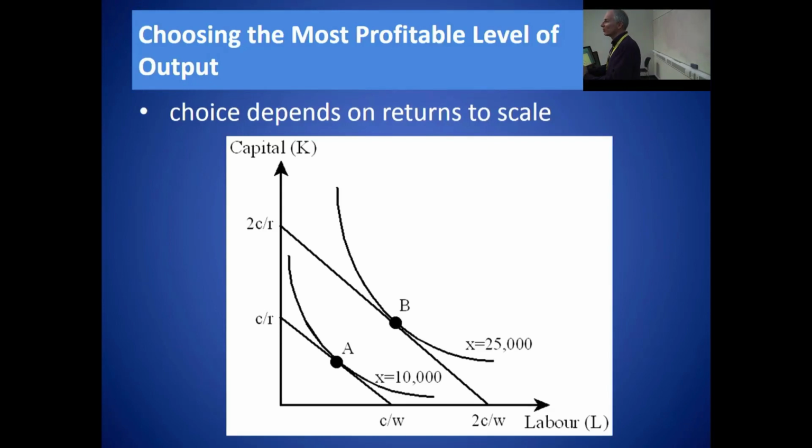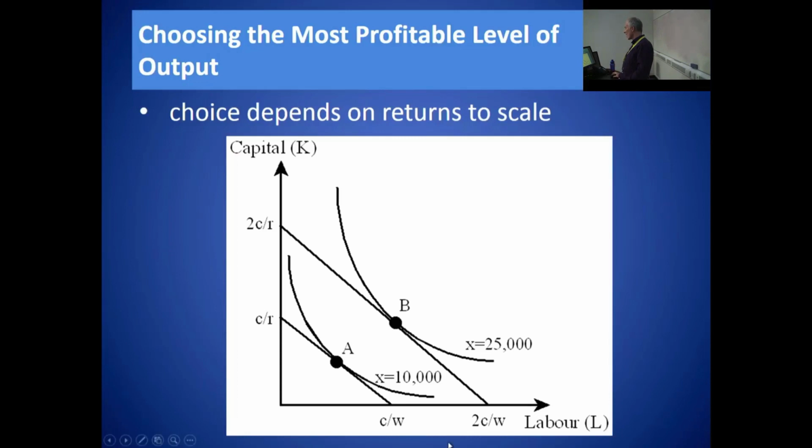If you double everything, your costs will also double. If you employ a certain amount of labour, you now employ double the amount. A certain amount of capital, you employ double the amount. Your costs will double. Hence, that iso-cost line there is now not C over R, C over W, but 2C over R, 2C over W. Our costs have doubled. That iso-cost line is drawn twice as far out.